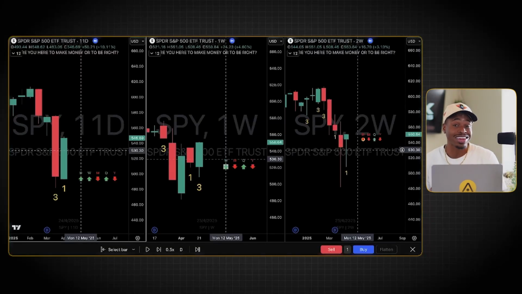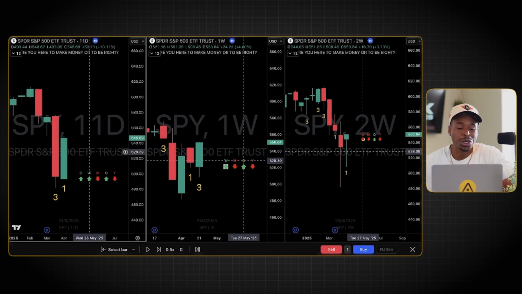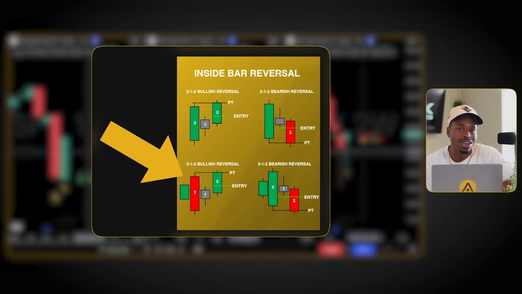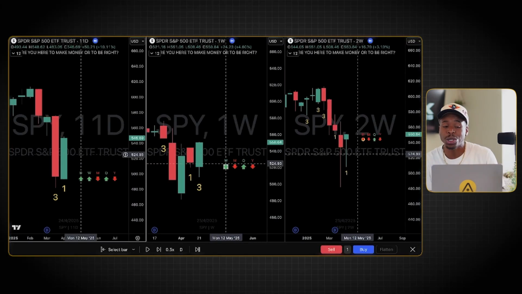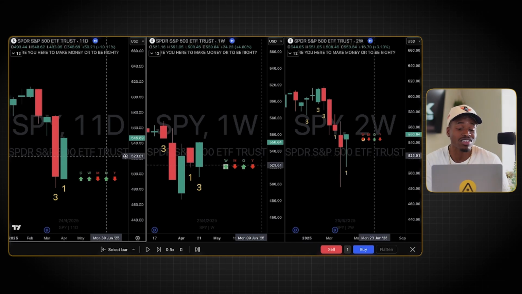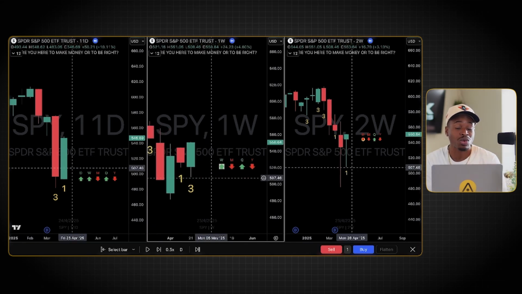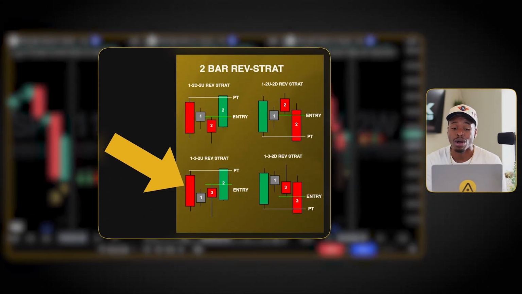And by referencing the desk mat, I know my trigger and the target for that actionable signal or that strat combo. I can trigger a potential 3-1-2 up on the 11-day. Now, if it were to trigger a 3-1-2 up on the 11-day and it were to continue in force, that would also coincide with triggering a 1-3-2 up on the weekly.